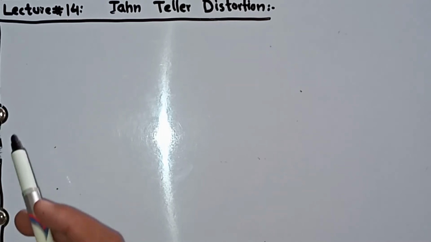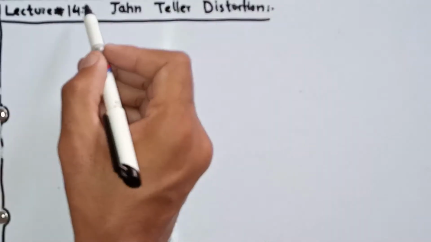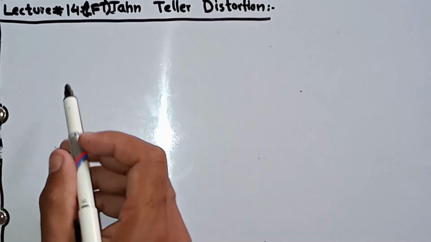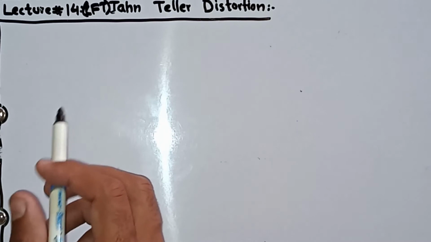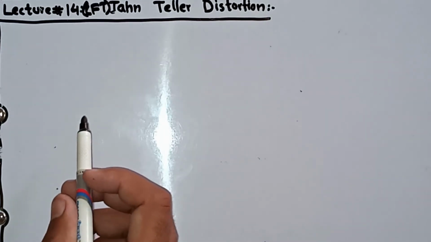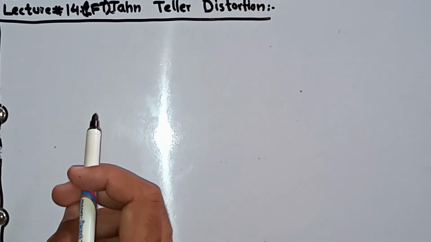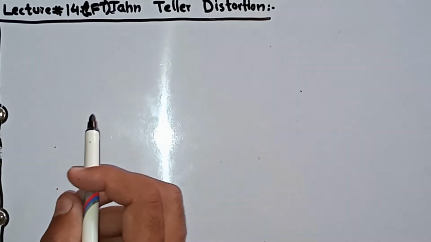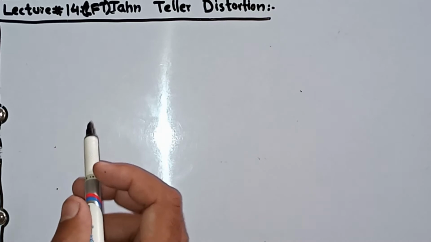Today is lecture number 14 of crystal field theory, CFT. And in today's lecture, what will we study? We will study in detail the Jahn-Teller distortion.